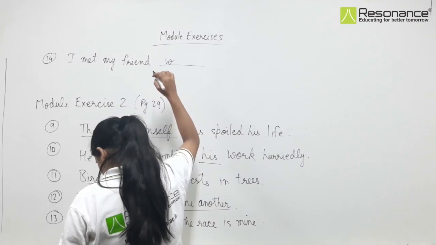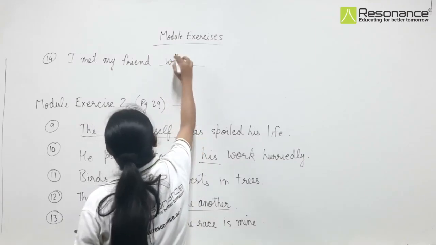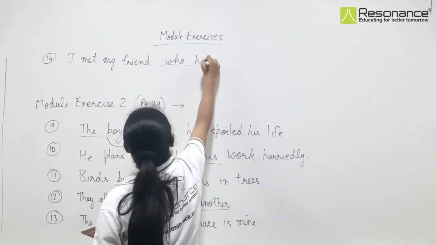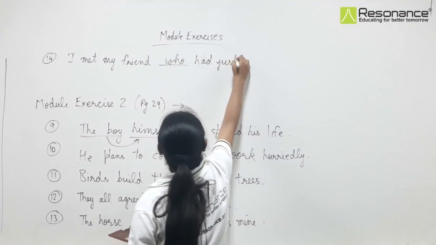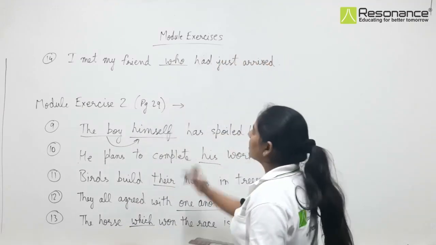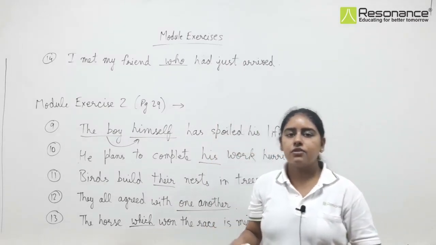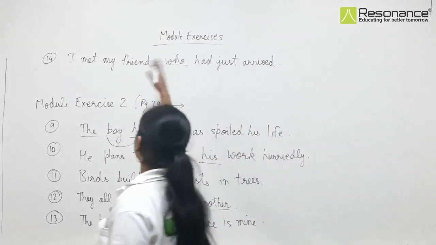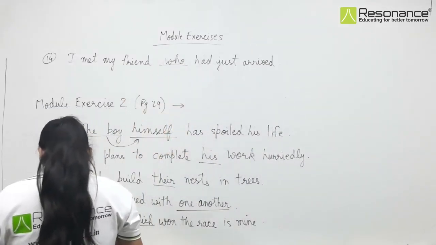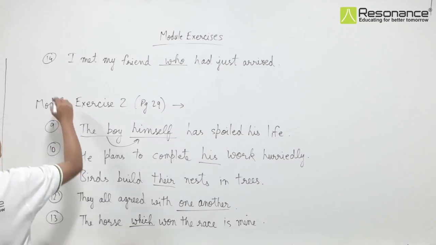Okay. See the next sentence. He had just arrived. Who had just arrived. See, these relative pronouns act like joining words. They act like conjunctions. So we can use them to join two sentences. I met my friend who had just arrived. Fine. Then the next question is, this is the house, Jack built it.